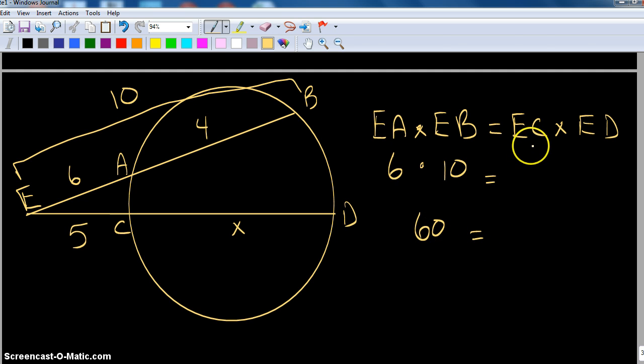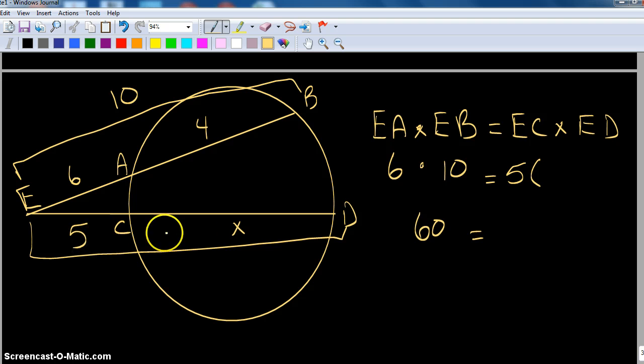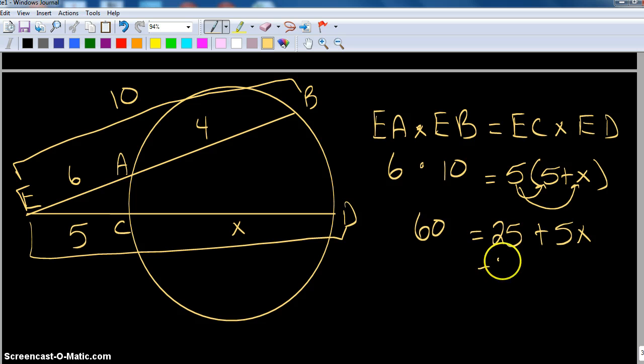Now EC. EC is 5 times ED. Now from E all the way to D, that is 5 plus some number X. Do I know that number? No. So 5 plus X. Alright? Remember that ED goes from E all the way to D. We have to add these two numbers, 5 and X. So we distribute 5 times 5 is 25, and 5 times X is 5X. Subtract 25, because you want to get X by itself.